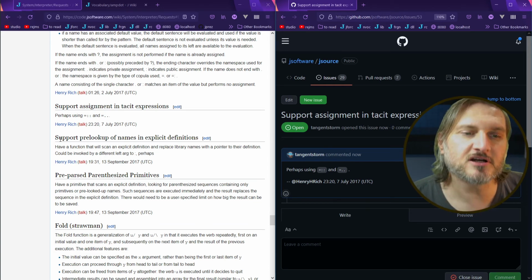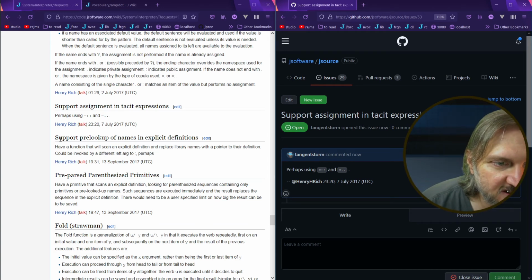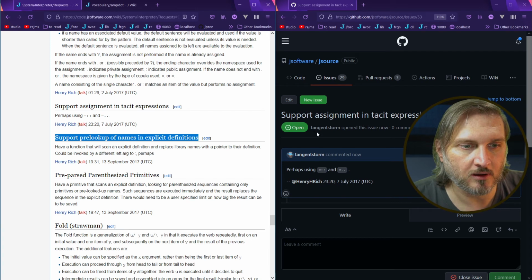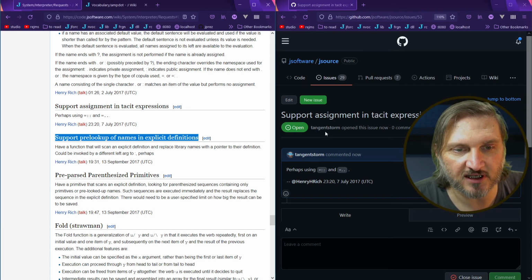All right, support pre-lookup of names in explicit definitions. Have a function that will scan an explicit definition and replace library names with a pointer to their definition. Could be invoked by a different left arg to colon, perhaps. New issue.